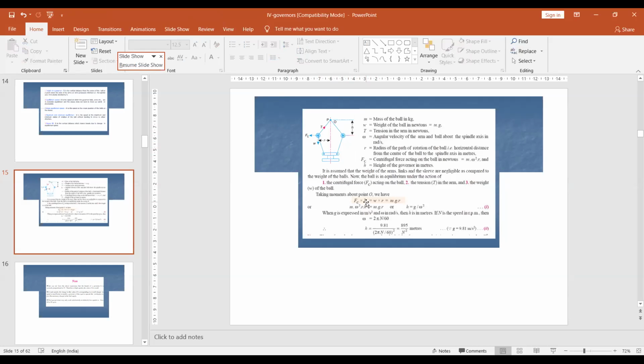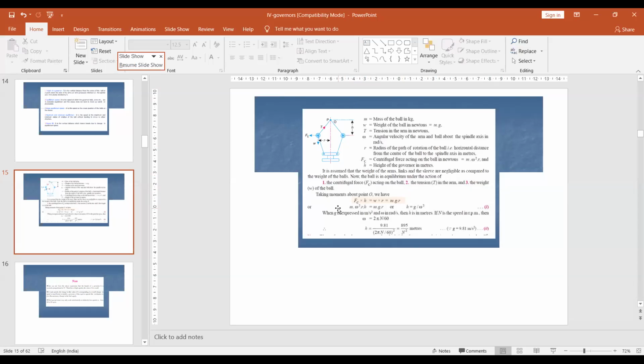So here we are also taking one assumption: the weight of the arms, links and sleeve is negligible as compared to the fly ball weight. Now the ball is in equilibrium. So what forces are there? You will write those: the centrifugal force FC, the tension in the arms, and the weight of the ball.